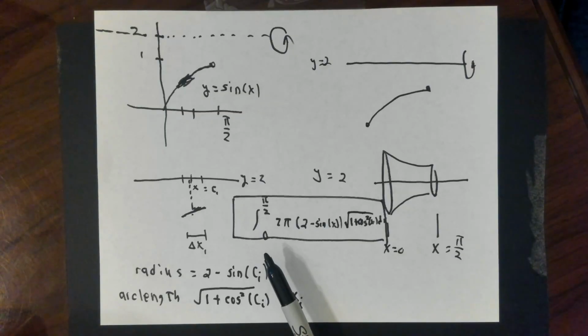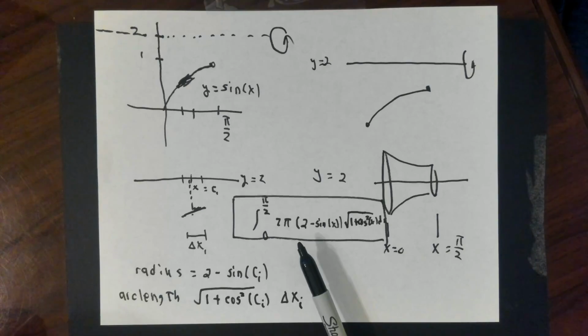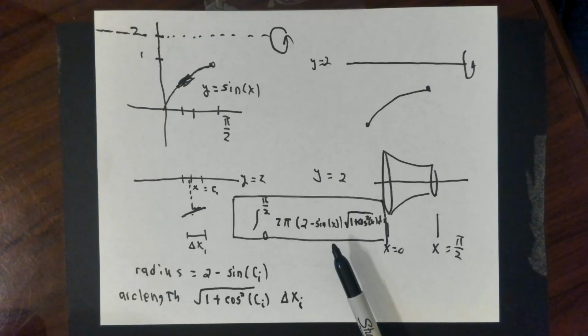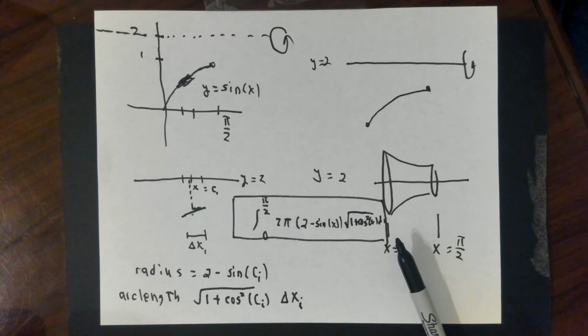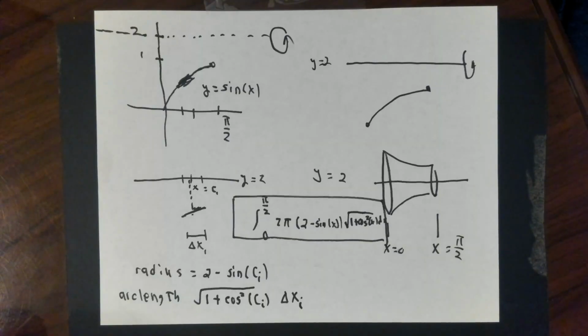The area of the surface we're looking at is the integral from x equals 0 to x equals pi over 2 of 2 pi times 2 minus sine x times the square root of 1 plus cosine squared of x with respect to x. As before, at the moment at least, we don't know how to do that integral in closed form. So again, in such a question, I would ask you to produce this integral.